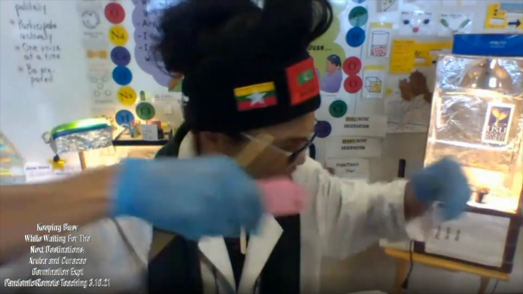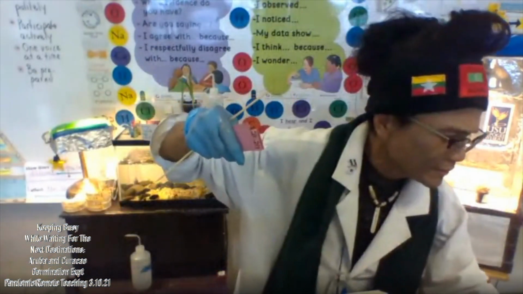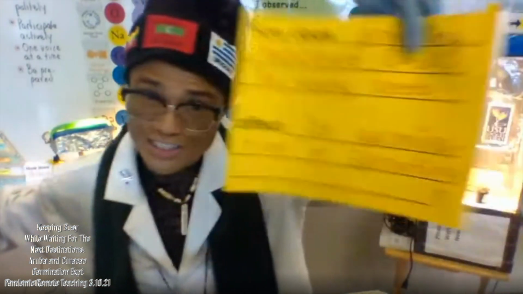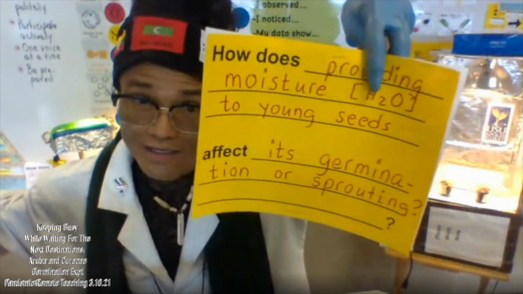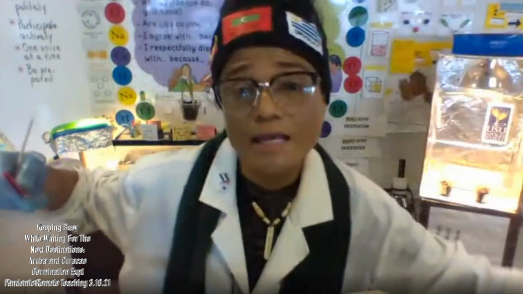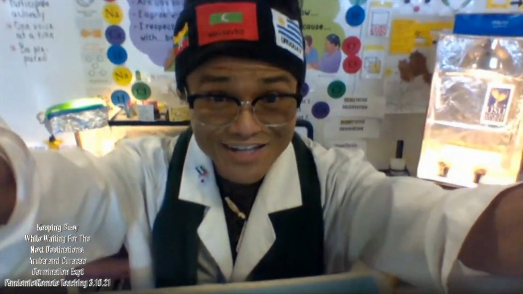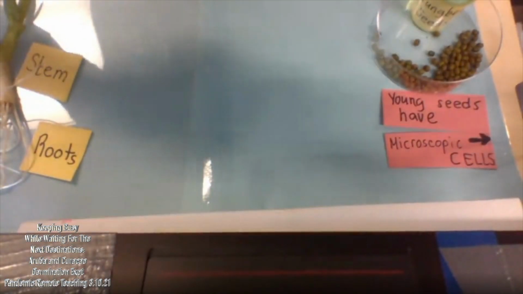Moving on. In our goal, we haven't put the water yet. We are getting there. And I will tell you exactly how you're going to plant this one because we're not using soil. All right. Let me refocus the camera once again. So these young seeds are made of microscopic cells.